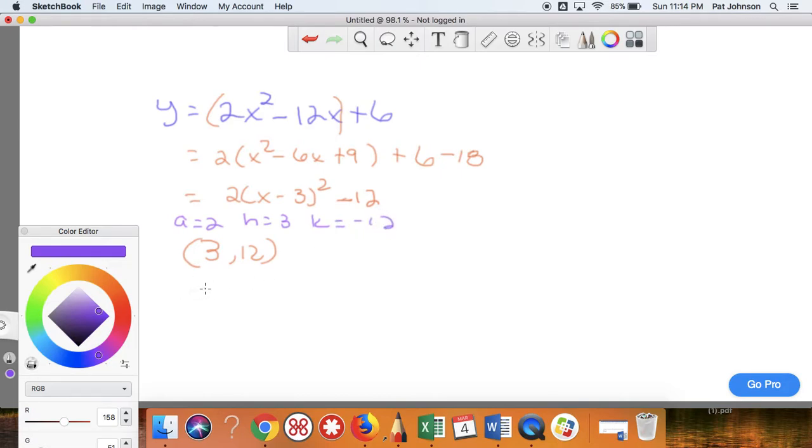Okay, our axis of symmetry, because it's a y, it opens up or down, is x equal h. So x equal 3 is my axis of symmetry. And it's going to open up because it's positive.